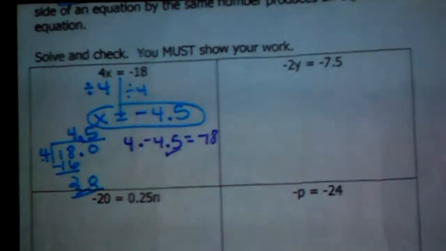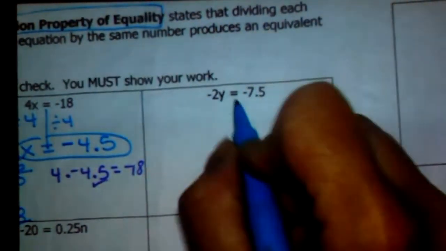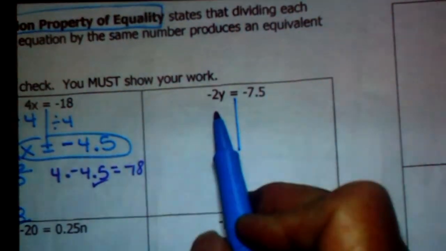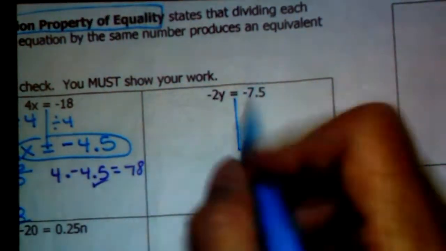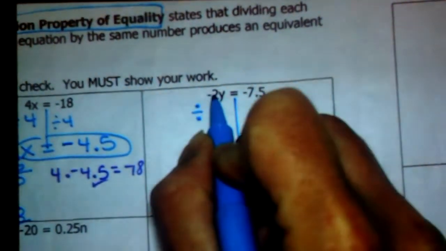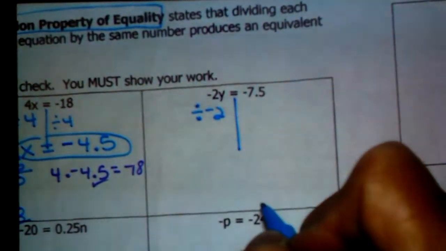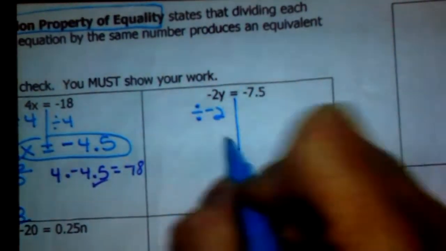Do it. Okay, now I have negative 2y equals negative 7 and 5 tenths. I want y by itself. Again, I cannot just add 2. Please don't do that. It's not an addition equation. If I want to get rid of a negative 2 that's being multiplied, I need to divide by that same digit. Only a number divided by itself will give you a positive 1. So a negative 2 divided by another negative 2 is 1, and 1y is y.